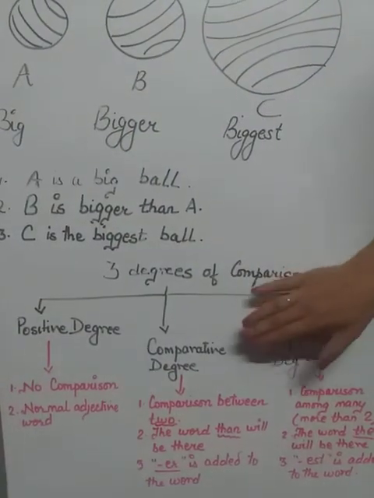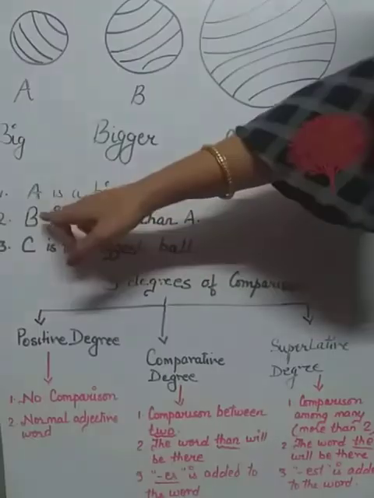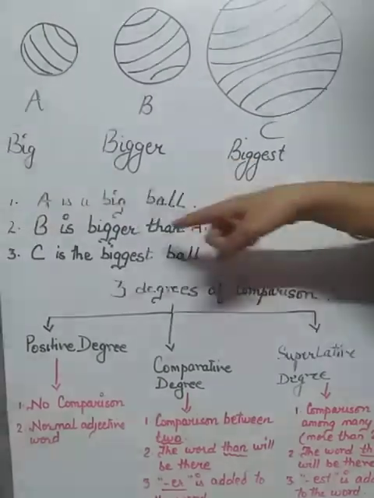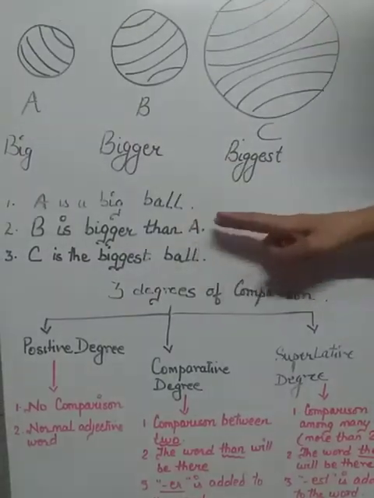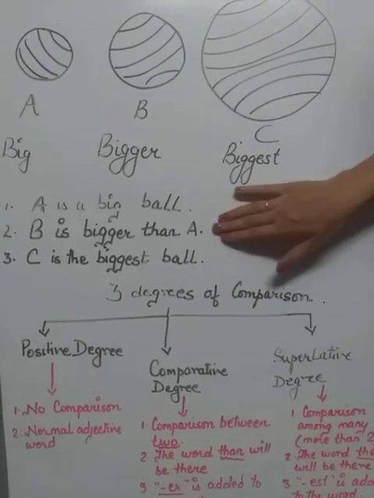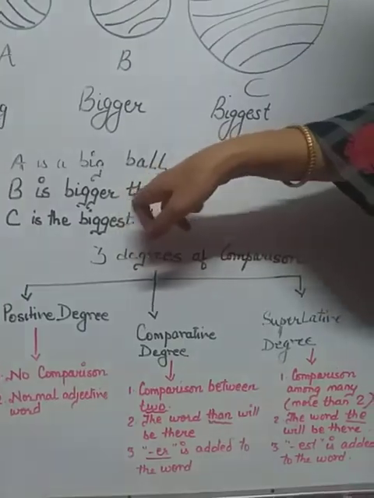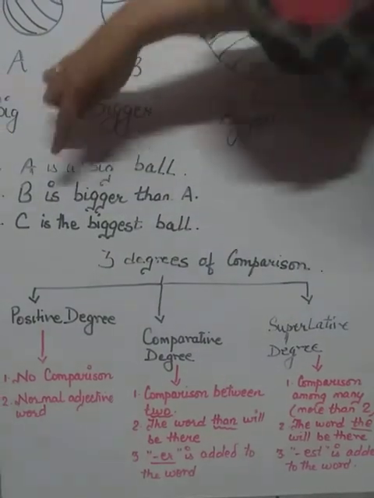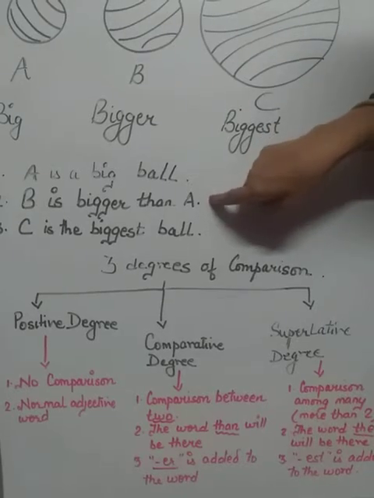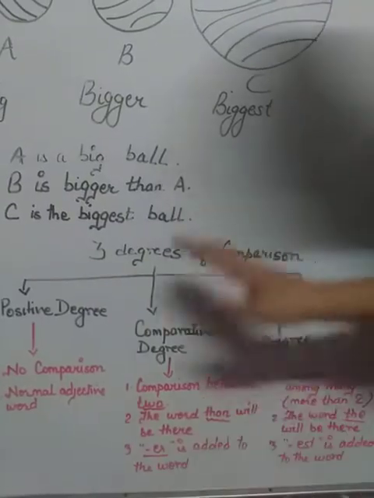Comparative degree is when there is comparison between two. Look here: B is bigger than A. You are comparing ball B to ball A. Two things are compared. How will you know that it is a comparative degree? The word than will be written, and two things are compared. And the word er will be written.